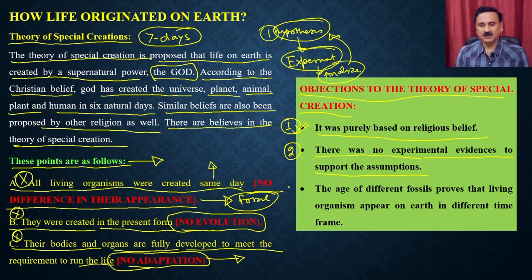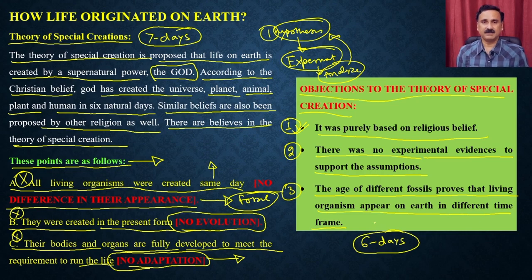And the third objection was that the age of the different fossils proved that living organisms appeared on earth in different time frames, which means they were not created in 6 days, because if they were created in 6 days, you would not see the change or difference between the different organisms. So because of this, the theory of special creation is not acceptable, or it was not able to explain how life originated on the earth.